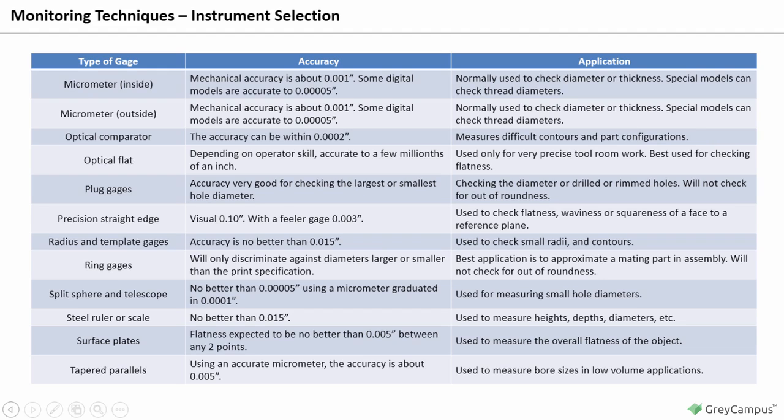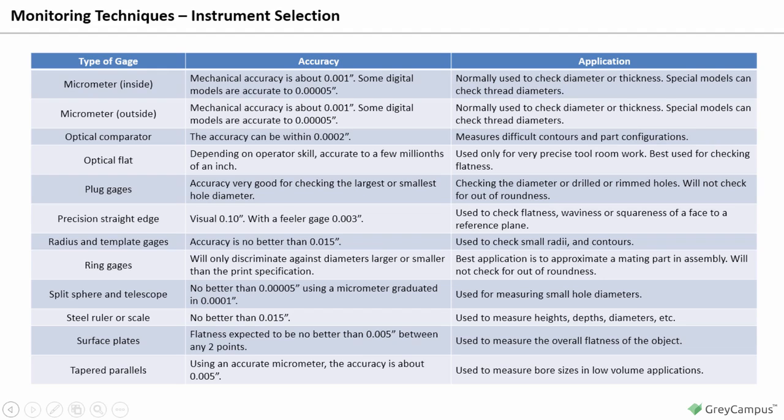The micrometer outside has mechanical accuracy of about 0.001 inches. Some digital models are accurate to 0.00005 inches. They are normally used to check diameter or thickness. Special models can check thread diameters. The optical comparator has an accuracy that can be within 0.0002 inches. They measure difficult contours and part configurations.